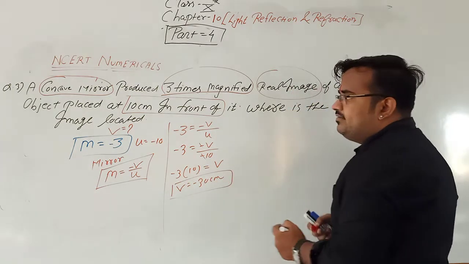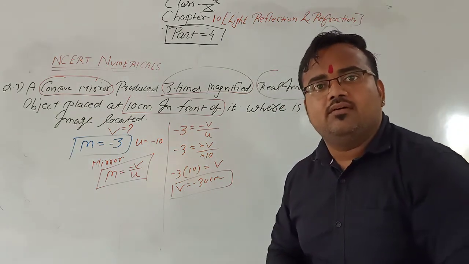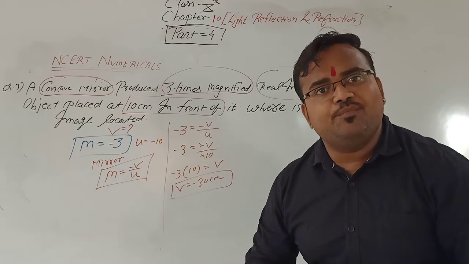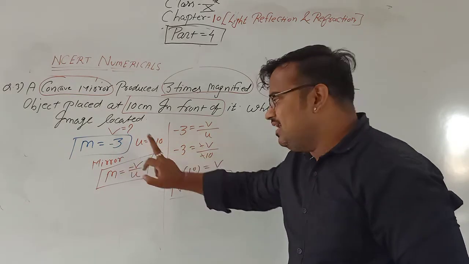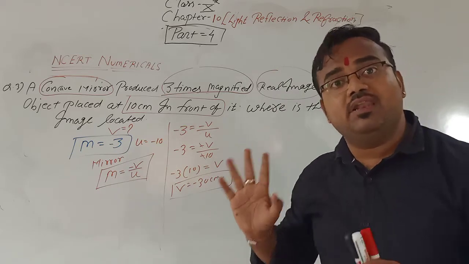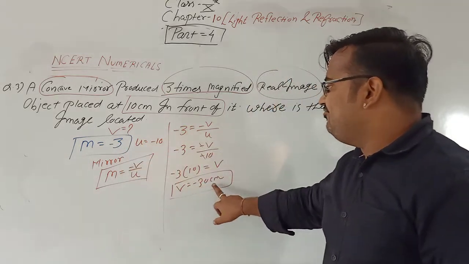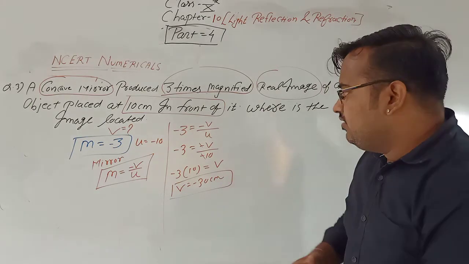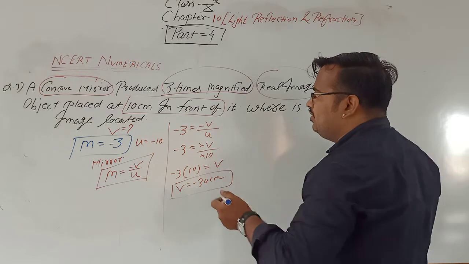Minus 30 centimeter. Now, as I have told you, in case of mirror, remember the trick. In case of mirror, if V is negative, M is negative. If M is negative, V is negative. Clear? So V is minus 30 centimeter.